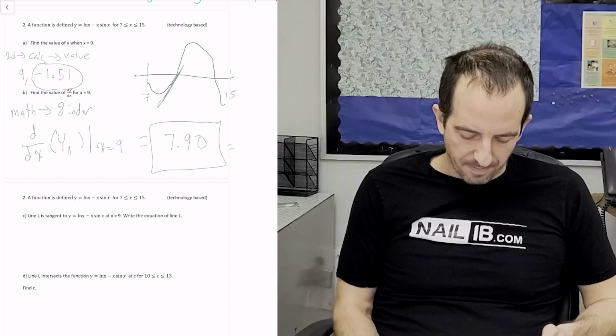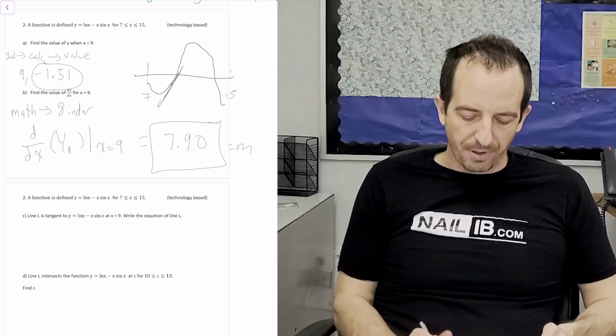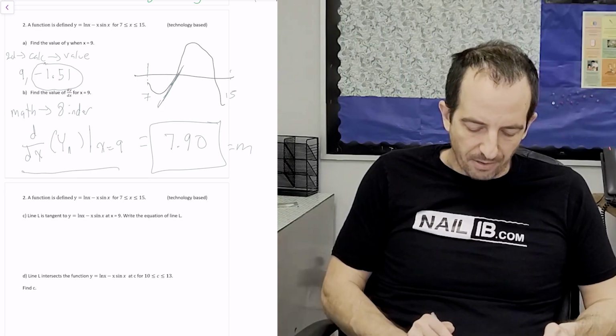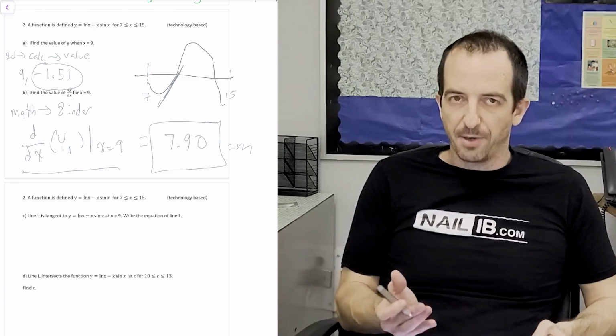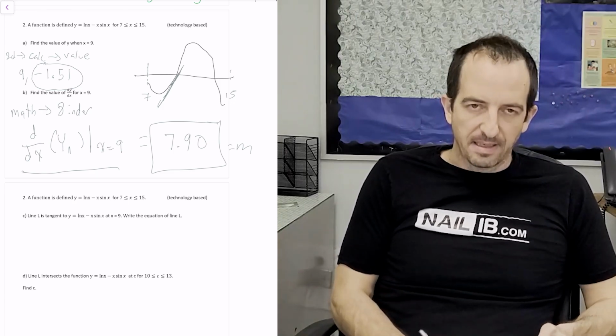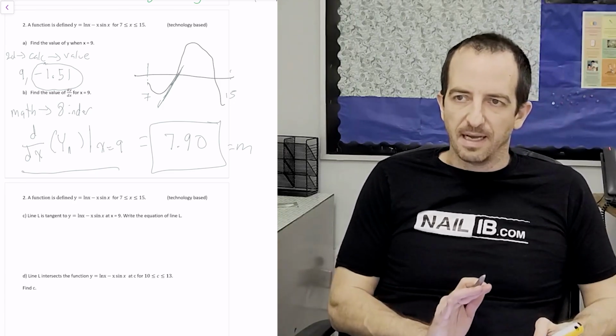7.90 is your m. So the notation I would put in, right? This notation is typical math notation. Without the y1, you should put in the actual value for the actual function on your actual paper. And the buttons that you type out on your calculator, remember, that's not necessary.